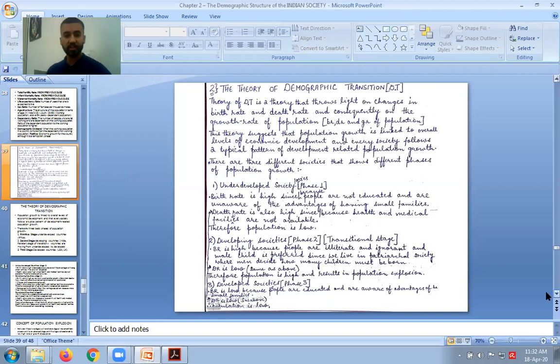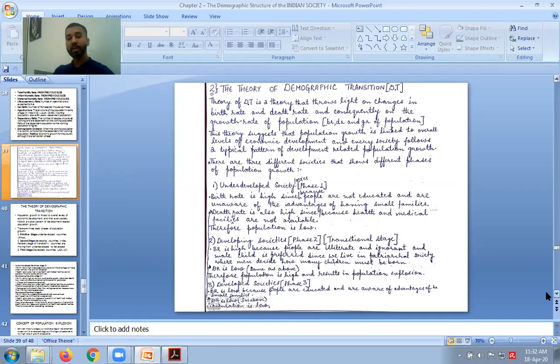So what this theory says is that this theory is going to talk about birth rate and death rate, right? I'm sure you know, and I hope you know, what birth rate and death rate are all about: related to birth and related to death. So the theory of demographic transition is a theory that throws light on changes in birth rate and death rate, and consequently on the growth rate of population, right?